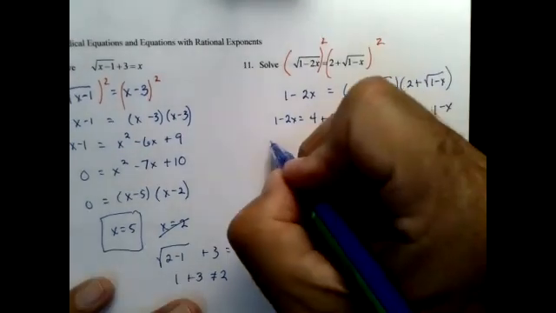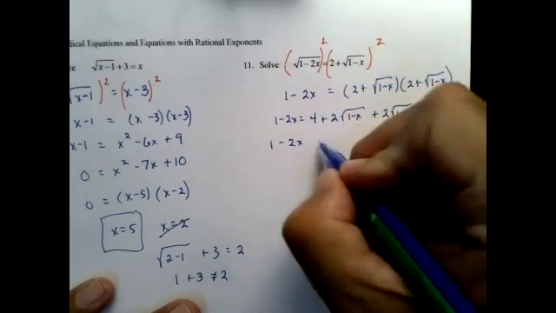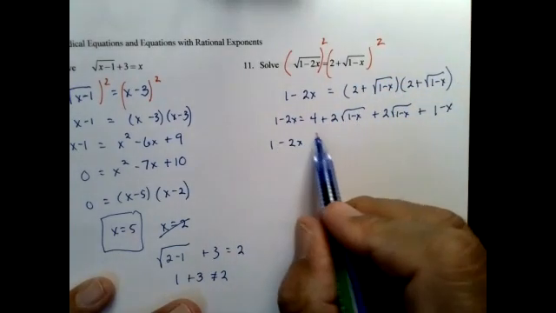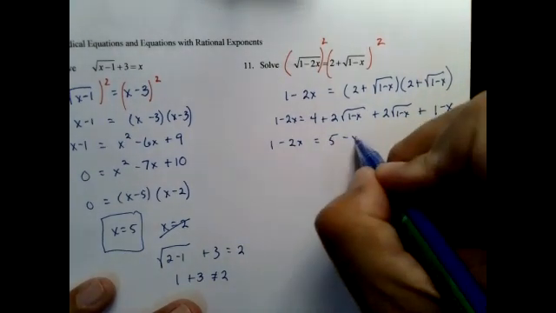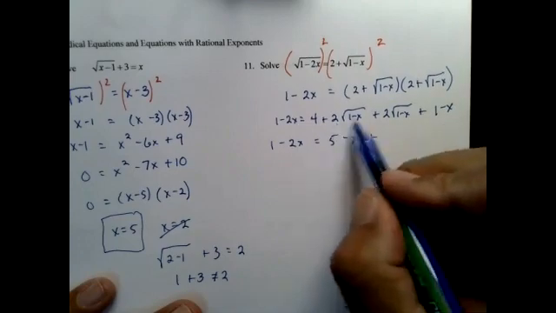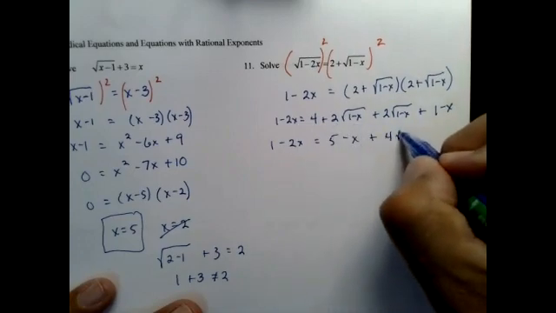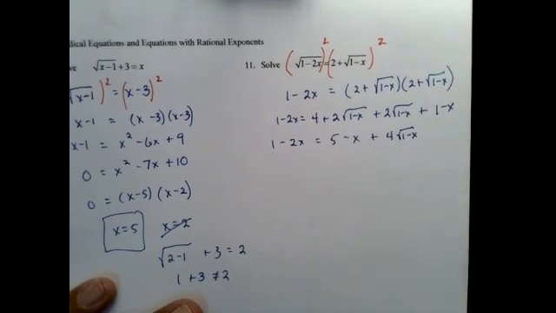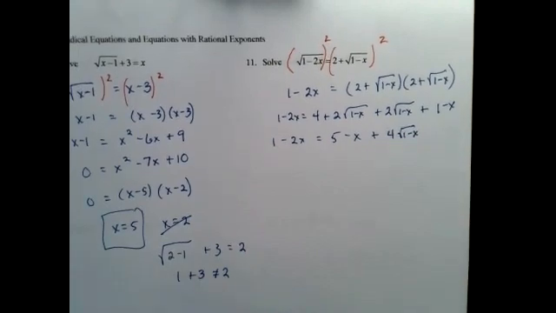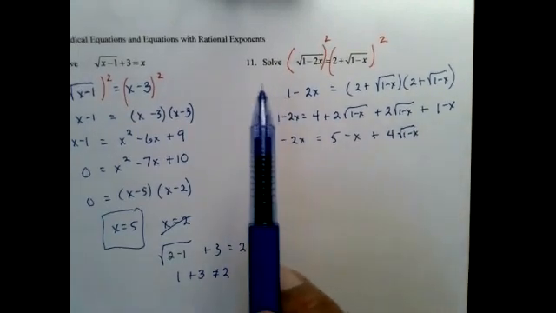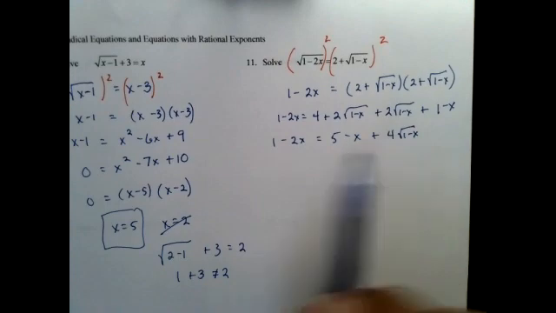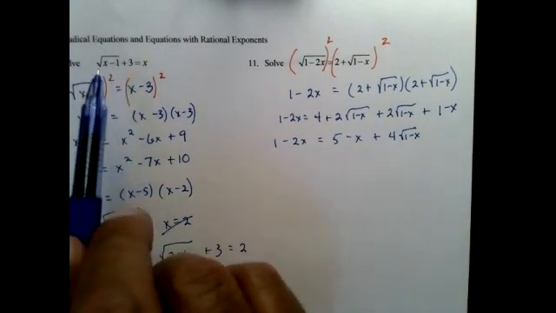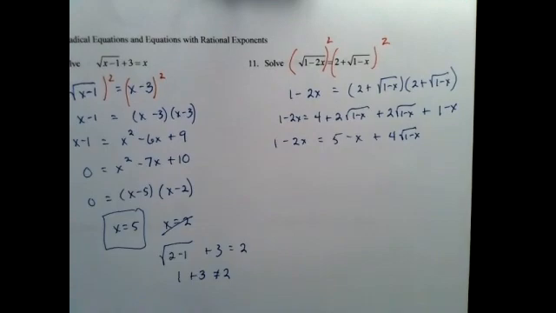All right, so I'm going to have 1 minus 2x equals 4 and 1 is 5 minus x plus 2 bananas and 2 bananas is 4 bananas. Oh, this is good. Instead of having 2 radicals, I only have 1. So now I need to get that 1 alone, sort of like I talked about over here, and I'm going to square both sides again.